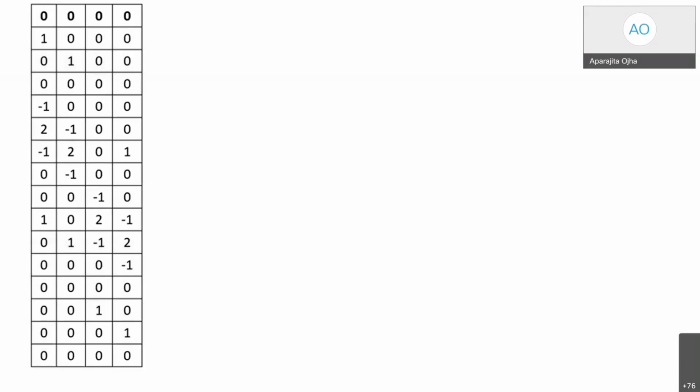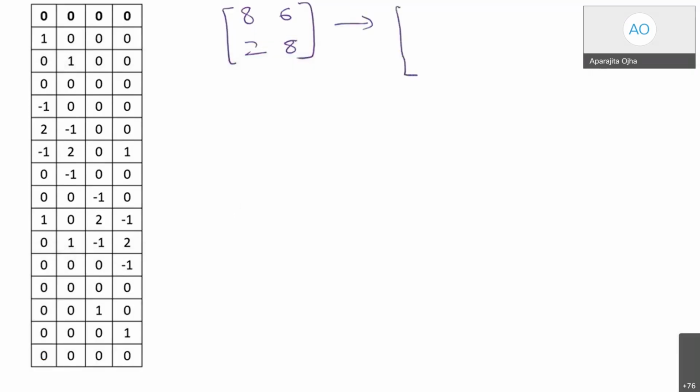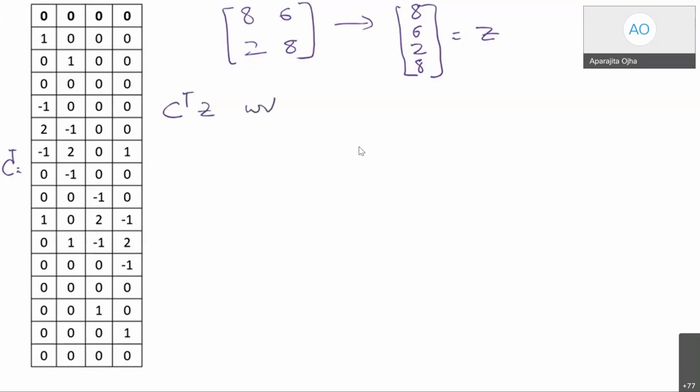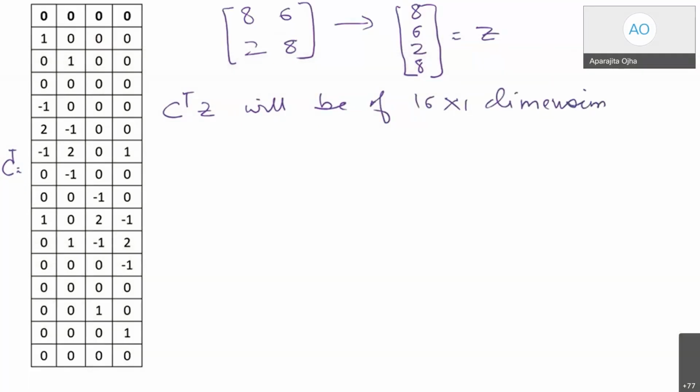We'll be operating on a 2x2 matrix. So let us take, for the sake of convenience, the same output that we considered earlier, 8, 6, 2, 8. Now we will stretch this to a vector of dimension 4x1. So 8, 6, 2, 8. This is the vector. I will multiply C transpose with this vector, suppose Z. So if we consider C transpose Z, this will be 16x1. So imagine that this Z is coming as a latent vector. So C transpose Z will be a 16x1 dimension, right? Now this 16x1 can be transformed to a 4x4 matrix.